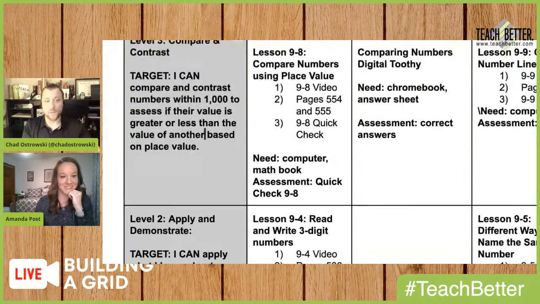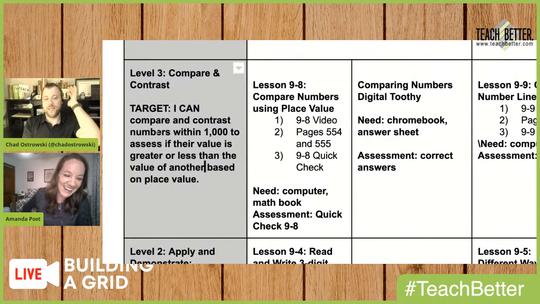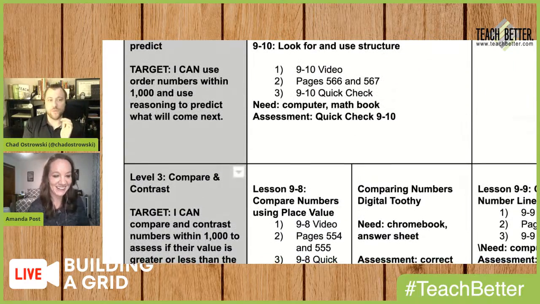I love it so far. And now we're stepping it up again, where they're going to compare and contrast multiple numbers to assess their value as greater or less than the value of one another or each other. I think we need to change that, but we can look at that later. Based on place value. I 100% agree with the based on place value part, because that makes it more measurable. I'm getting so excited and nerdy about this. It's not even funny, but I love that so much.